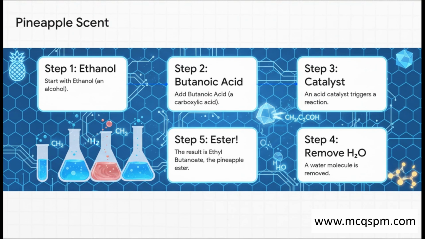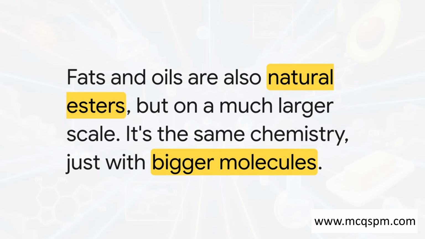Now, don't let this reaction intimidate you. It's actually pretty straightforward. You take an alcohol, in this case ethanol, and you mix it with a carboxylic acid, which here is butanoic acid. A little catalyst gets things going, a water molecule gets kicked out, and boom, the two molecules join together to form ethyl butanoate, which is that pineapple smell. And trust me, you'll want to remember this specific example. Examiners just love it.